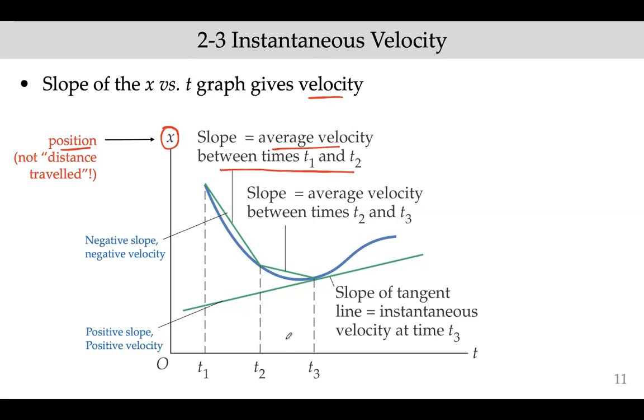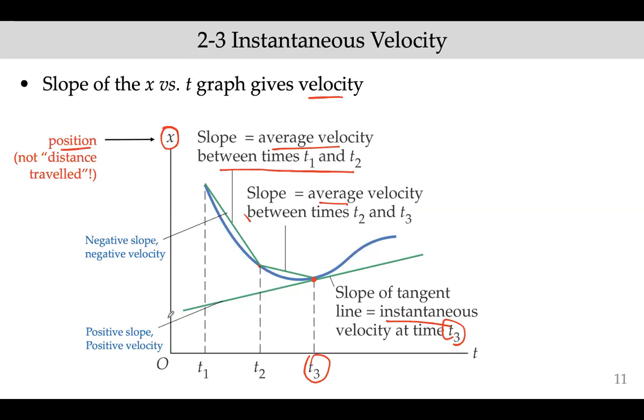Again, if you want average velocities, you basically draw a chord. But if you are interested in the instantaneous velocity at time t3, then you would draw a tangent line and then calculate the slope. So whenever we talk about average, we need 2 points, right? For example, these 2 points. But when we talk about instantaneous, that means we are interested in only 1 point. The question is, what is the velocity exactly at this time, t3?